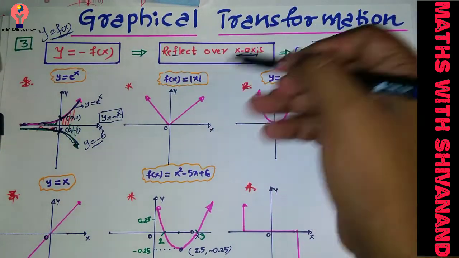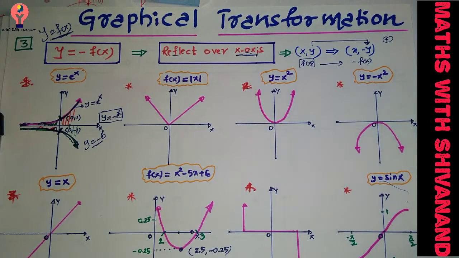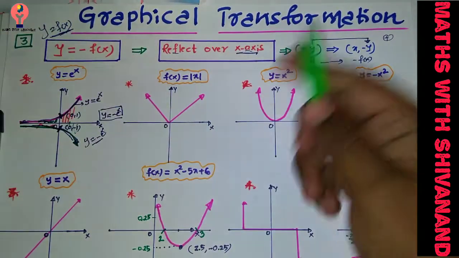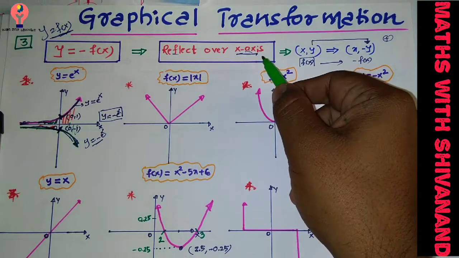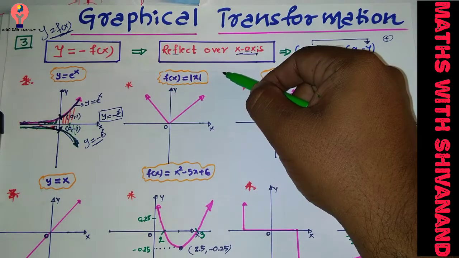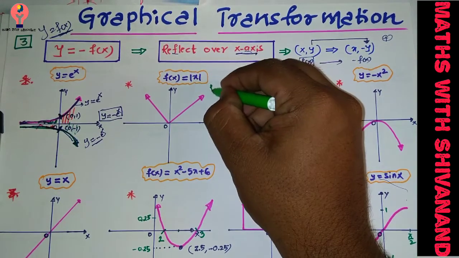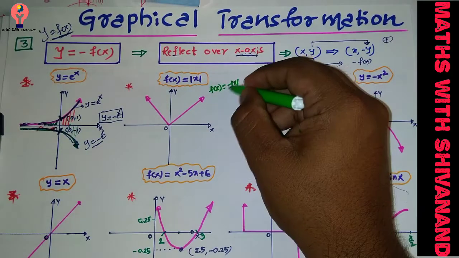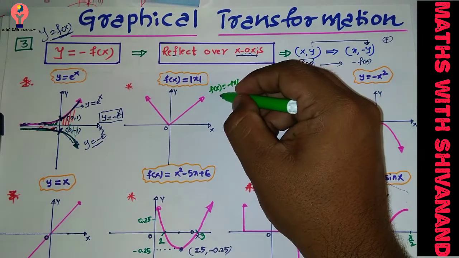f of x is equal to mod x. Now your task is to reflect this graph over the x-axis. So if I reflect over the x-axis, the initial y is positive. Now I need to draw the graph of f of x equal to minus mod x. If I say minus mod x, f of x is nothing but y.